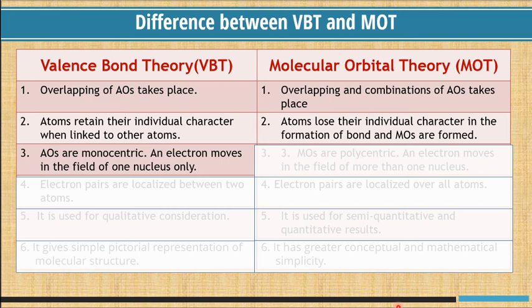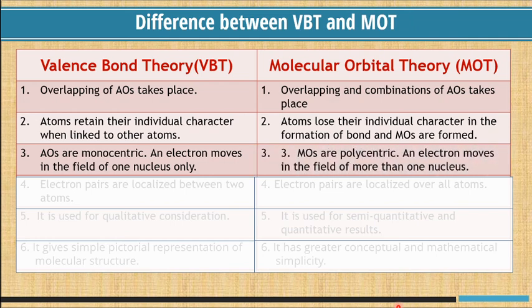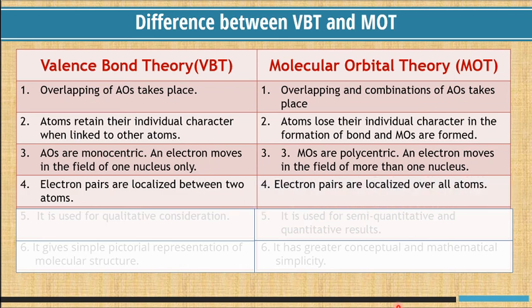According to valence bond theory, atomic orbitals are monocentric and the electron moves in the field of one nucleus only. According to molecular orbital theory, molecular orbitals are polycentric and the electron moves in the field of more than one nucleus. Electron pairs are localized between the two atoms. Electron pairs are localized over all the atoms.